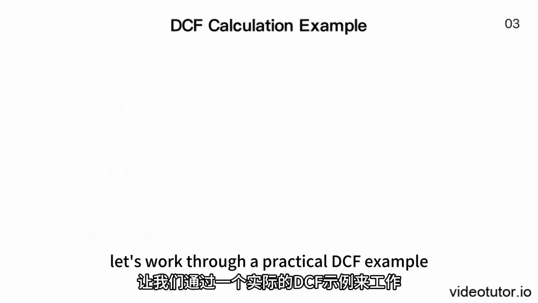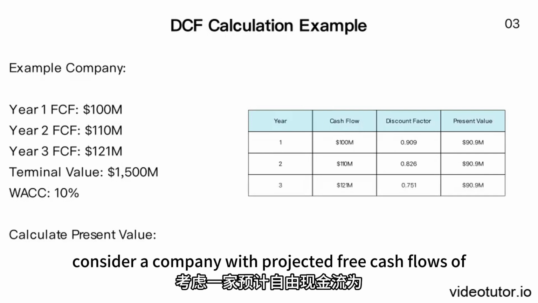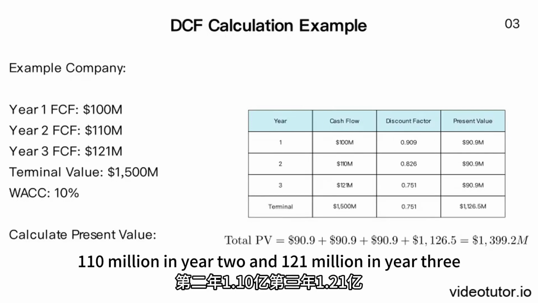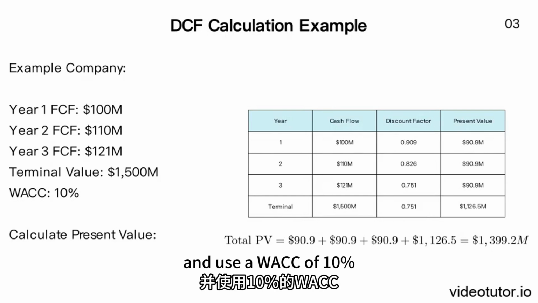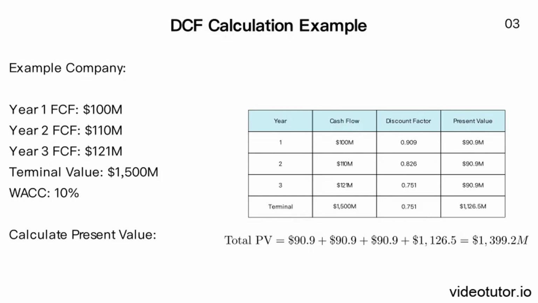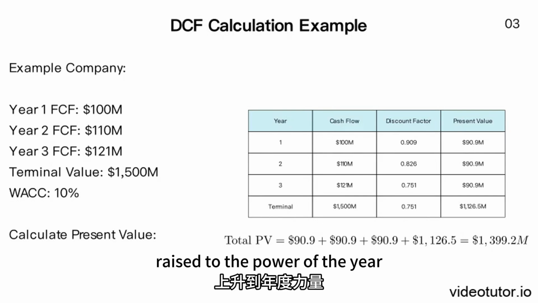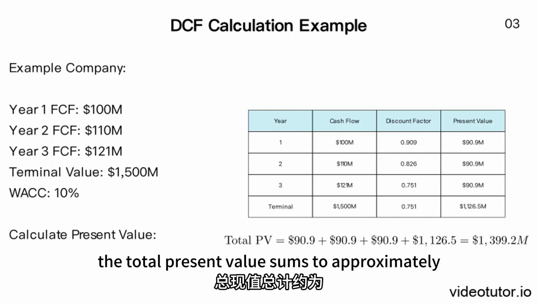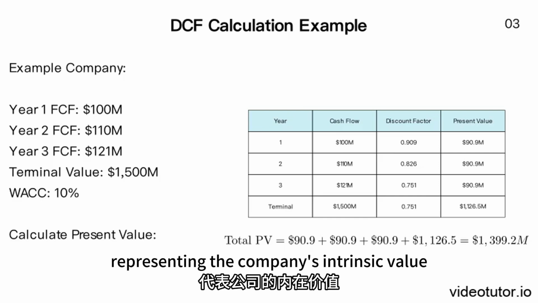Let's work through a practical DCF example. Consider a company with projected free cash flows of $100 million in year 1, $110 million in year 2, and $121 million in year 3. We estimate a terminal value of $1.5 billion and use a WACC of 10%. Using the discount factor of 1 divided by 1 plus WACC raised to the power of the year, we calculate present values. The total present value sums to approximately $1.4 billion, representing the company's intrinsic value.